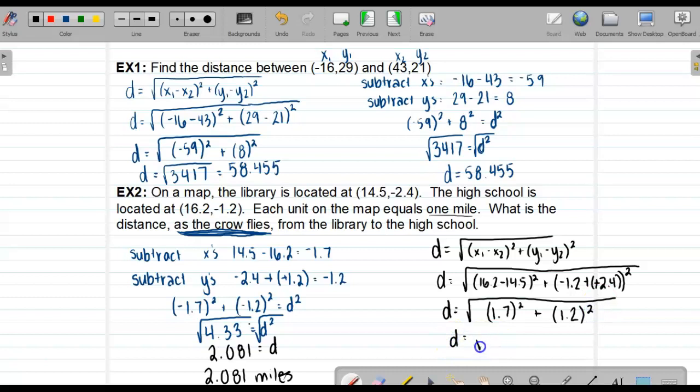And you'll notice I'm not picking up my calculator because it doesn't matter which way you do it. You end up with all those same numbers as you do this. So the 1.2 squared plus 1.7 squared, that's going to be the 4.33. And so again, we'll get that the distance is 2.081 miles. Questions?